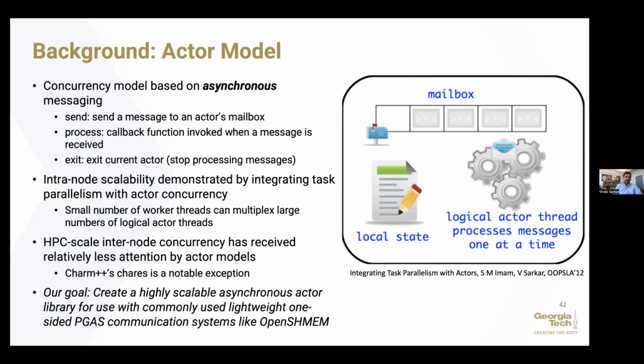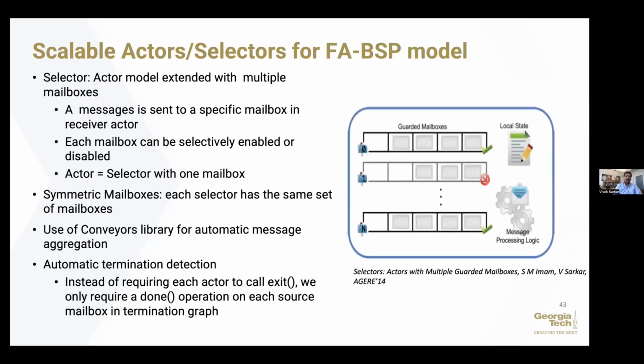In general, this has not been explored much in the HPC community, though Charm++ is definitely one exception in that regard. So what we've done is extend an actor with multiple mailboxes. Each mailbox has its own message handler, and they're symmetric, meaning that when you launch an HPC program, you get one actor instance per PE or rank. And as I mentioned earlier, we have this automatic termination detection.